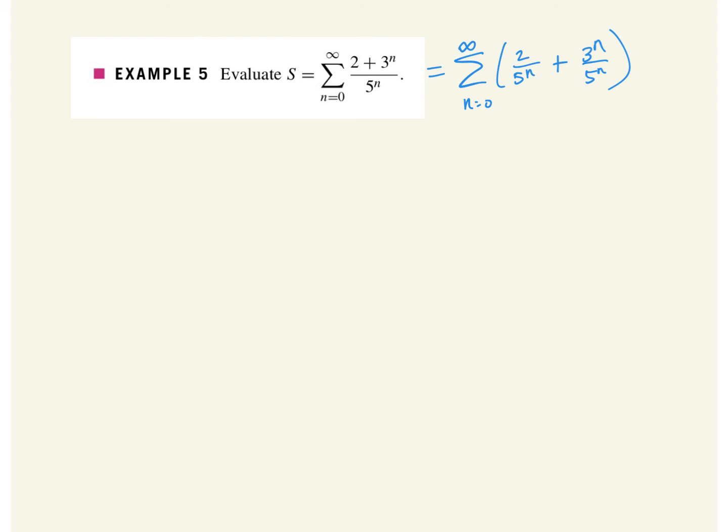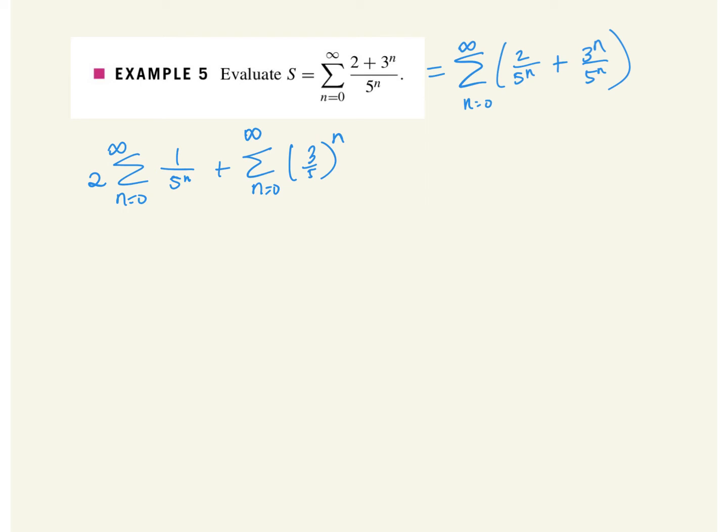I could pull that 2 out. I can write it as 2 summations, one of which is 1 over 5 to the n. The other one, I want to pull the n power out so that I can see my ratio. My ratio is 3/5 to the n. So now I have 2 geometric series happening. I have that constant of 2 out in front, so I could just leave it there.